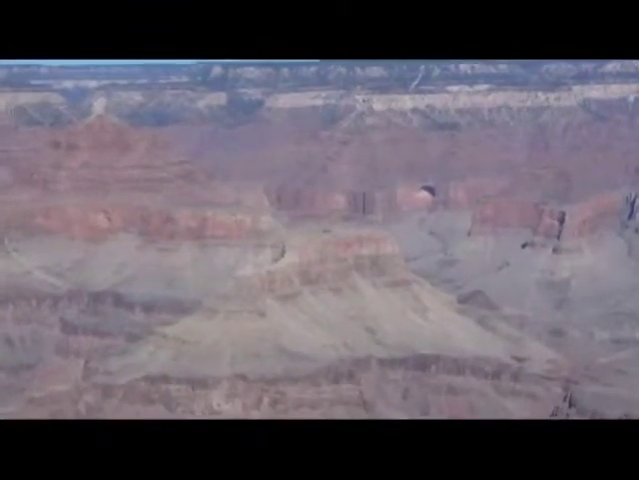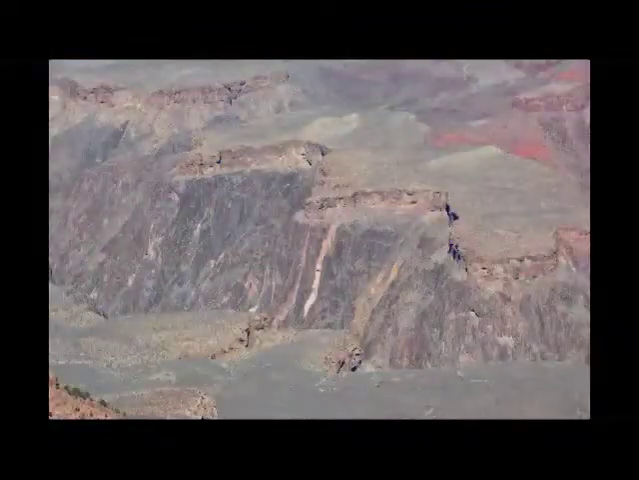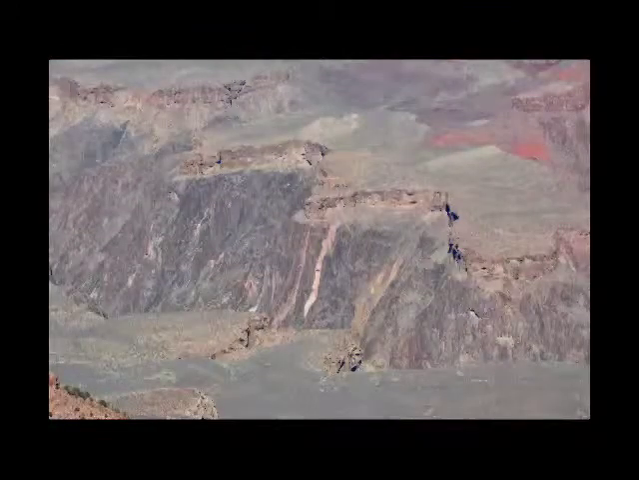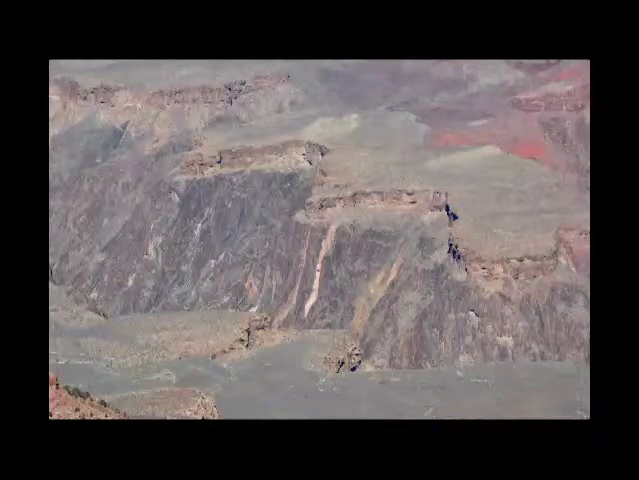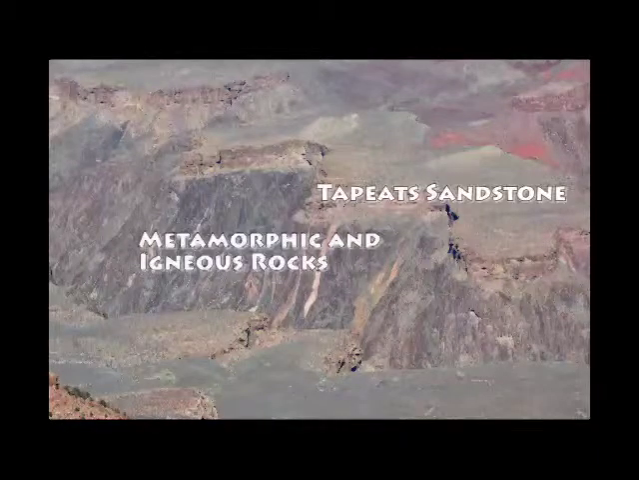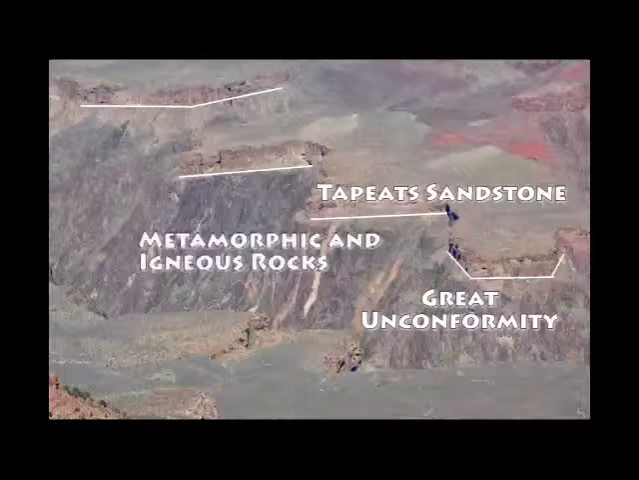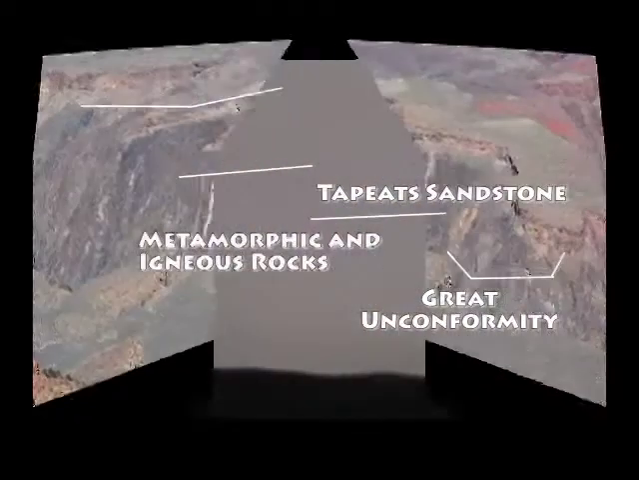The trick is, how much time is actually represented here? Let's take a closer look at the rocks at the bottom of the Grand Canyon to explain the way geologists unravel Earth history. Here we have ancient metamorphic and igneous rocks in the inner gorge, overlain by the Tapeats Sandstone Formation. They're separated by an ancient erosional surface that we call the Great Unconformity.